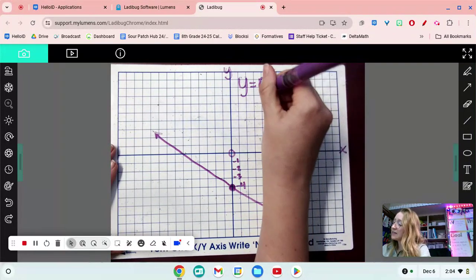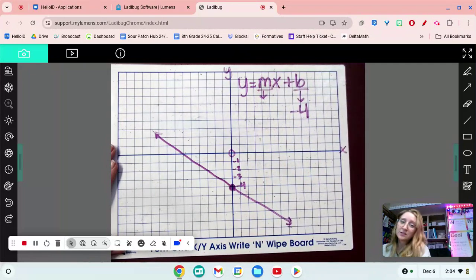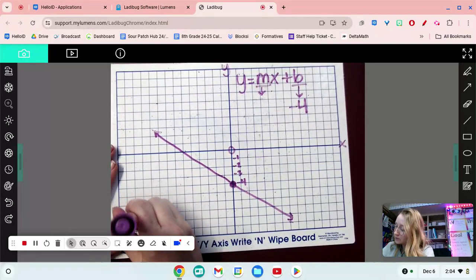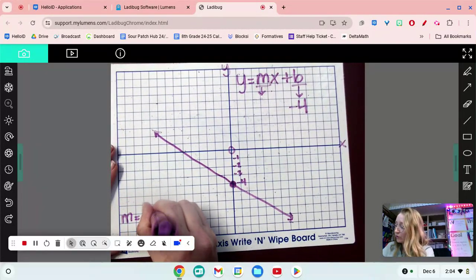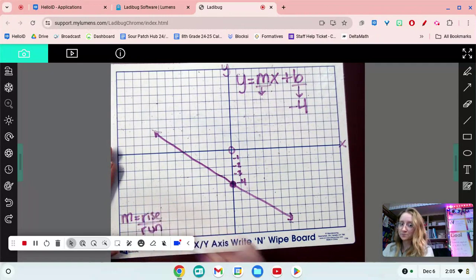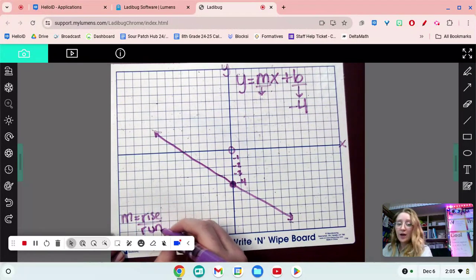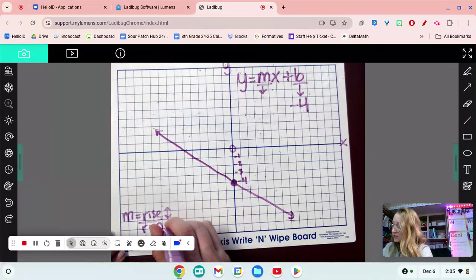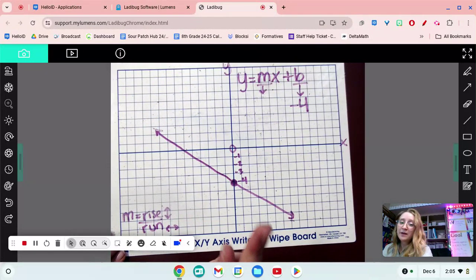Then the next thing it's going to ask you to do is to find your slope, your m value. If you remember, slope is rise over run, or how your vertical values are changing, change in y's over change in x's. So we need to make a slope triangle. You're going to pick any two perfect points on the line.